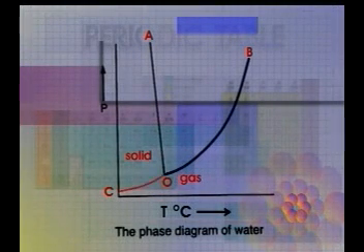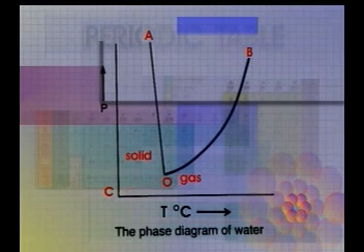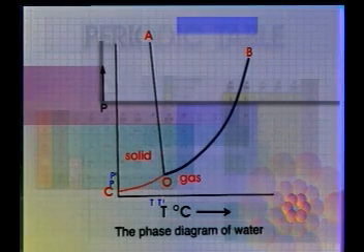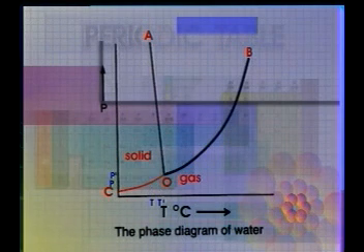Line CO is its sublimation pressure curve at different temperatures. It shows that with slight changes in pressure, the temperature at which water changes from solid to gas also changes along line CO.